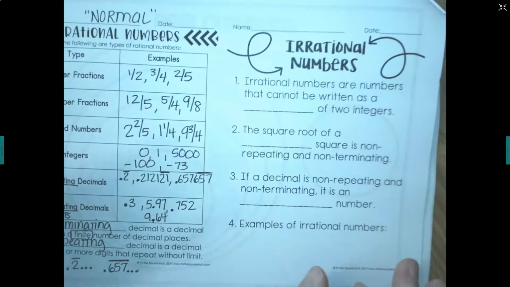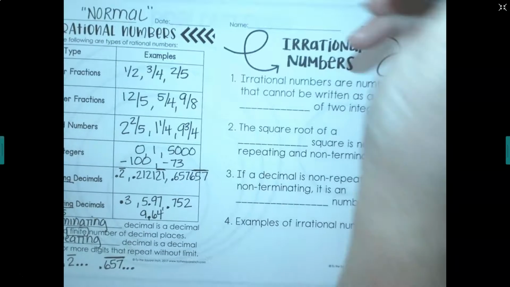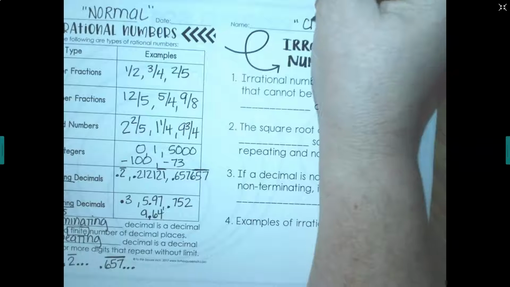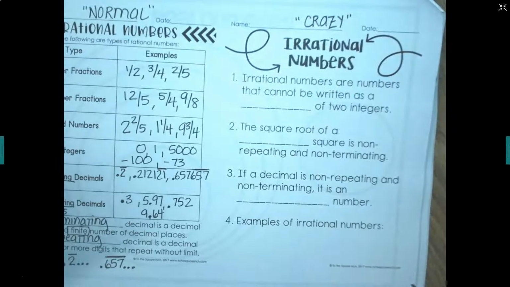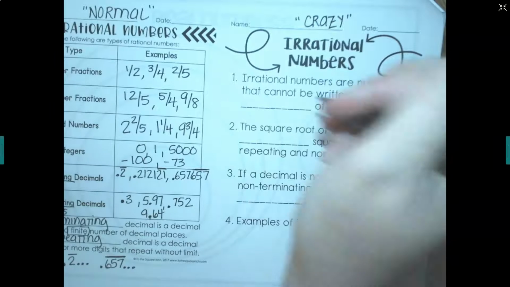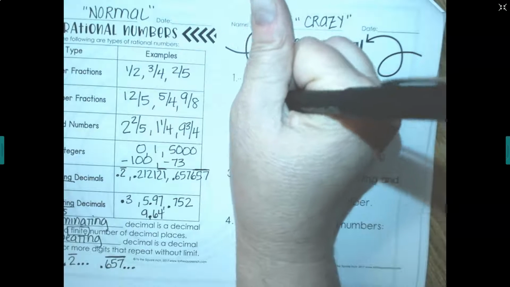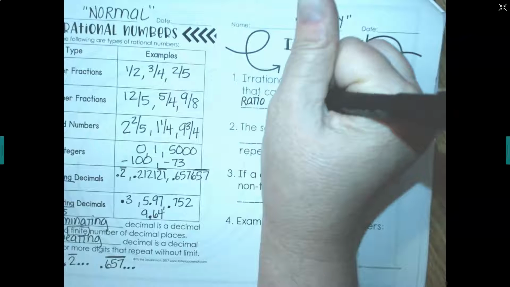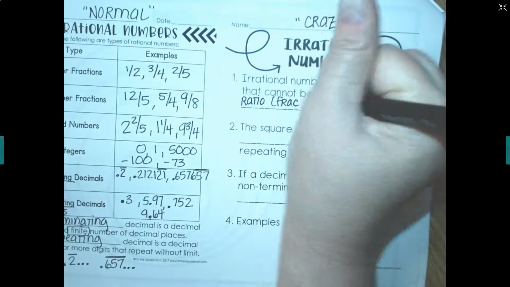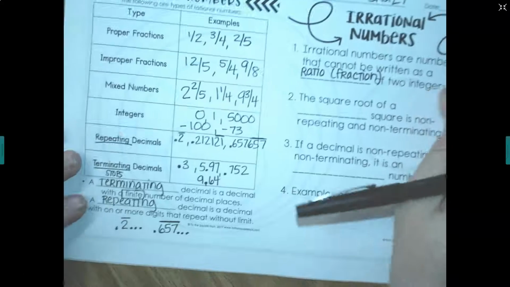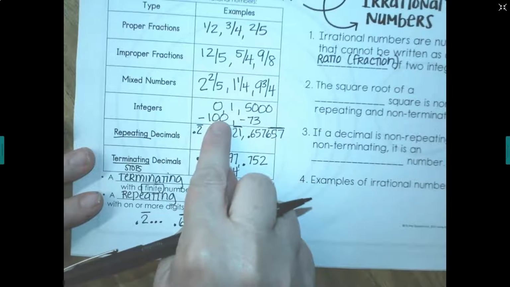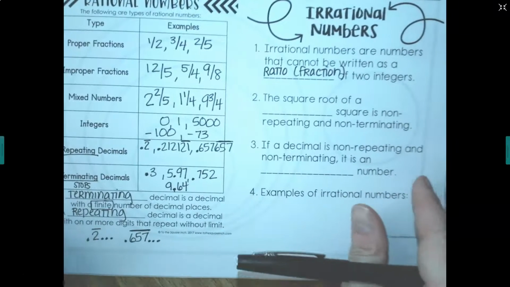Irrational numbers are going to look a little bit crazy. Okay, so they look a little bit different sometimes. And so that's what we want to remember. So irrational numbers are numbers that cannot be written as a ratio of two integers. And so think ratio, think fraction. It cannot be written as a ratio of two integers. Remember integers over here. Okay, that's what we're saying here.